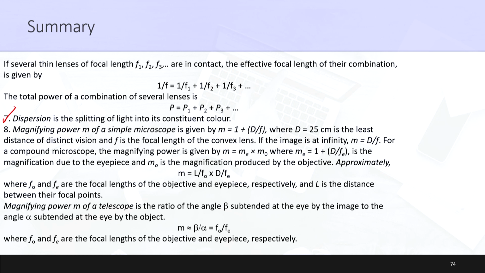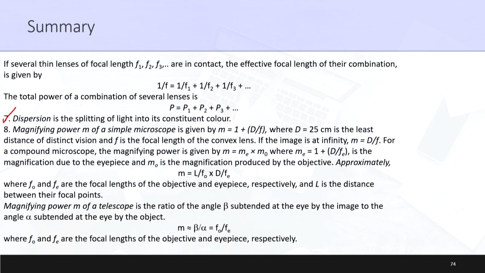Next is the magnifying power m of a simple microscope, given by m is equal to 1 plus D by f. What is D here? D is 25 centimeters, the least distance of distinct vision, and f is the focal length of the convex lens. If the image is at infinity, we use m is equal to D by f, that is we just subtract 1 from that, so m is equal to capital D by f.